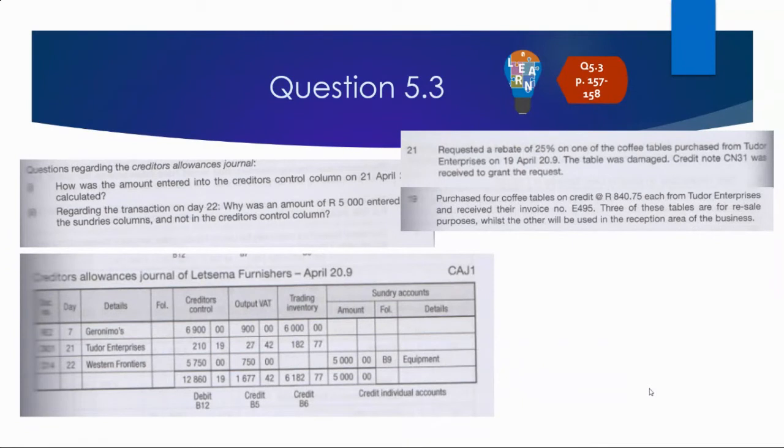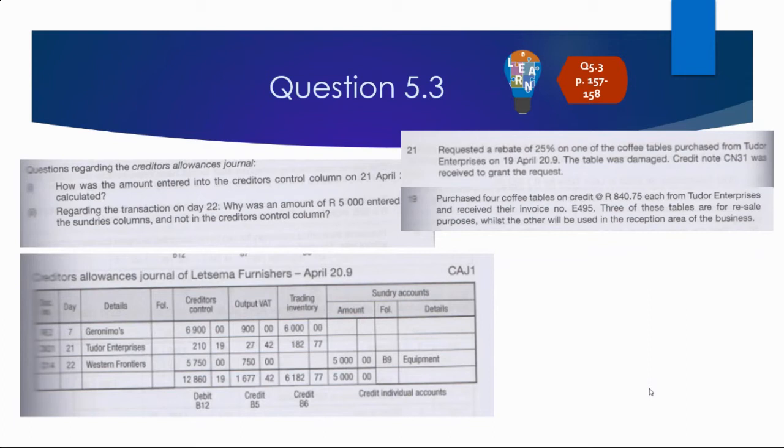Okay, so let's quickly just say what was the information on the 19th. We purchased 4 coffee tables on credit of 840 Rand and 75 cents and received invoice number E40495. Okay, so based on the information on the screen, how would you calculate that 210 Rand? How did they get to that amount? You can type your calculation in the chat function for me.